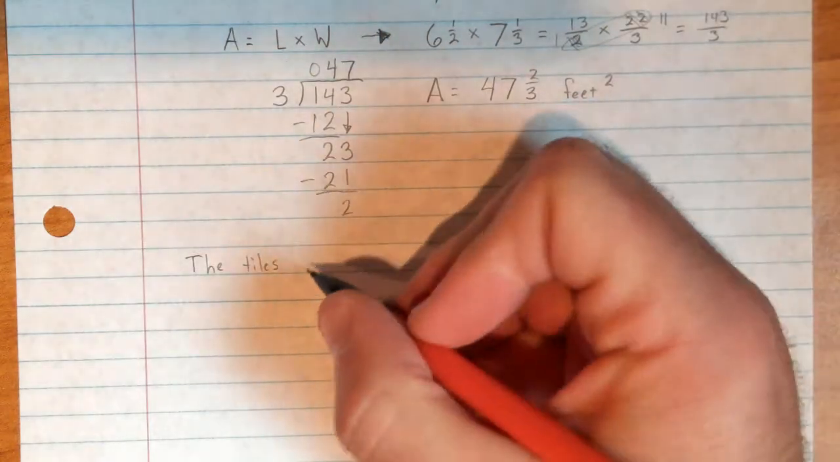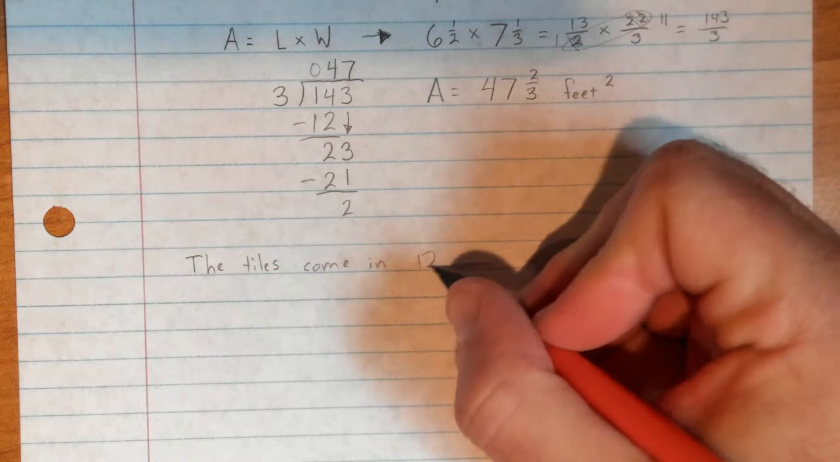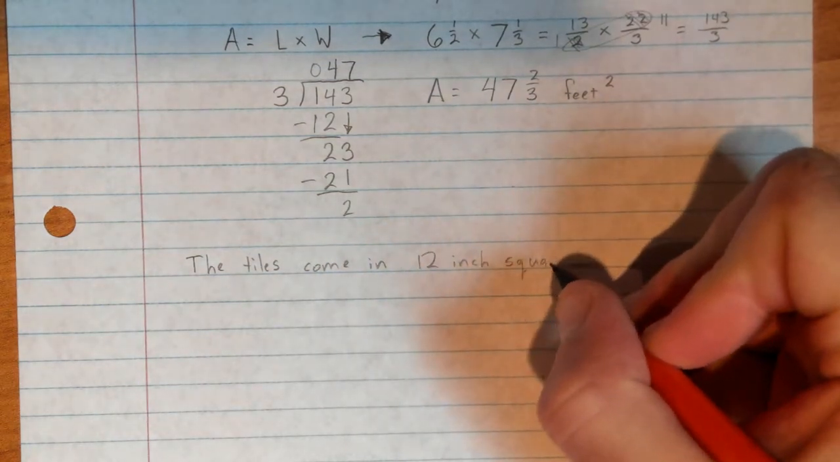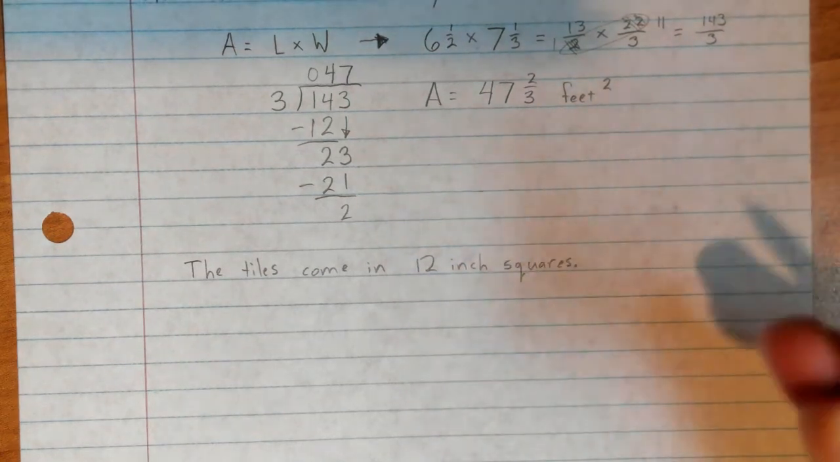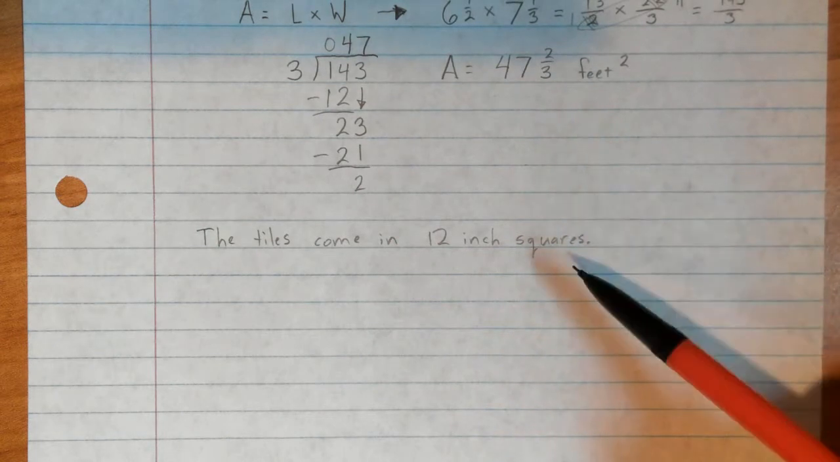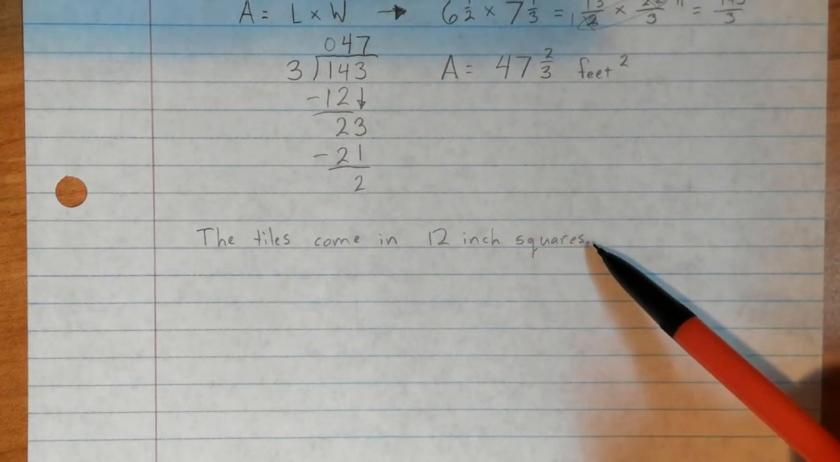The tiles come in 12-inch squares. Okay, so one tile is going to be 12 square inches. Now, 12 square inches.